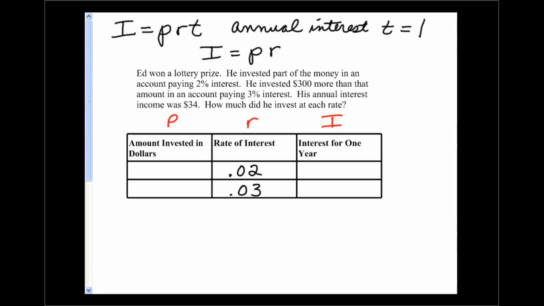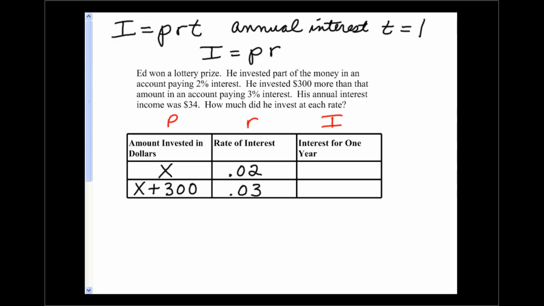Now, the amount invested in dollars. We don't know anything about the amount he invested at the 2%. So we will assign our variable x to the amount that he invested at 2%. He invested $300 more than that amount in the account paying 3% interest. So that dollar amount will be represented by x plus 300.